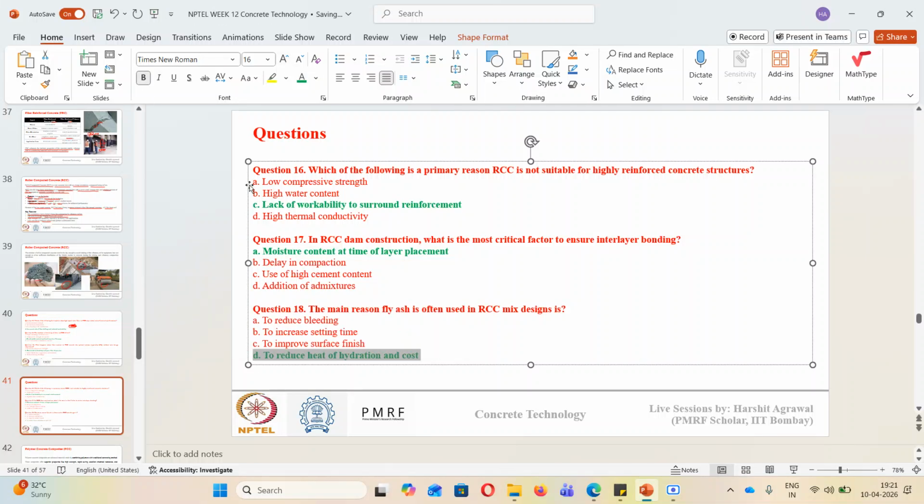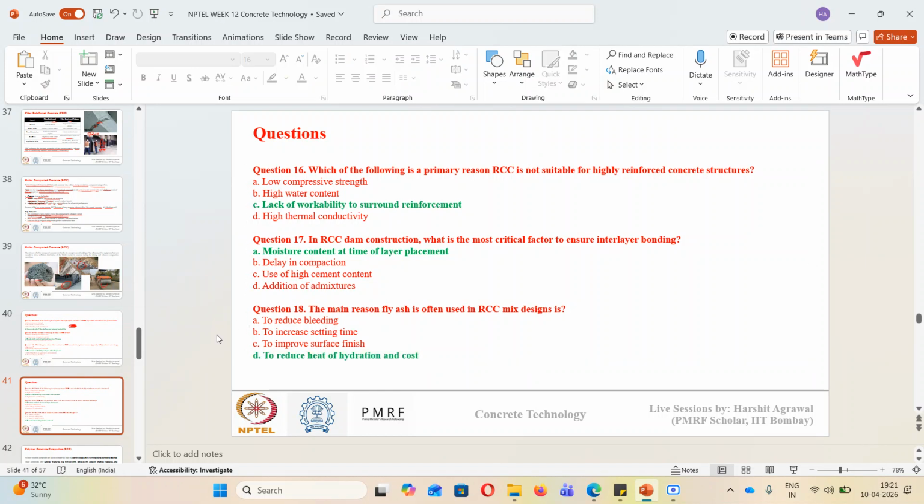Why? Because RCC is mainly used in mass concretes, like for dams or pavements. Okay, and in mass concrete, the risk of heat of hydration is high. The drying shrinkage risk is high. Okay, so what happens when we add fly ash? It reduces the risk of heat of hydration, and also to lower the cement content we use fly ash, which makes the concrete mix more economical.